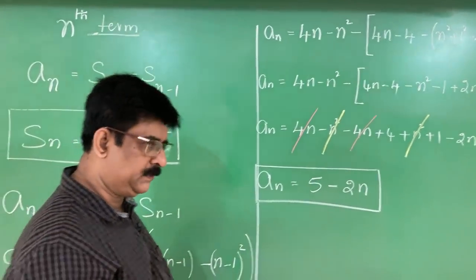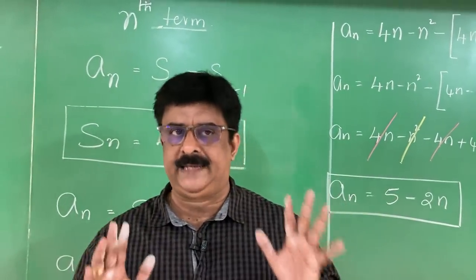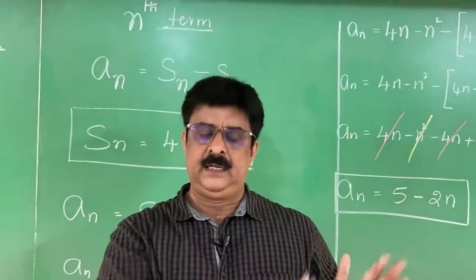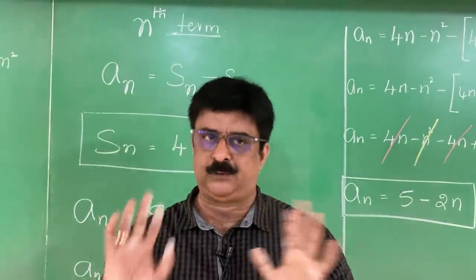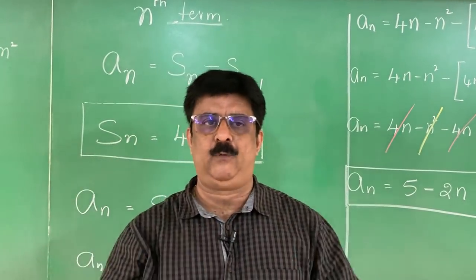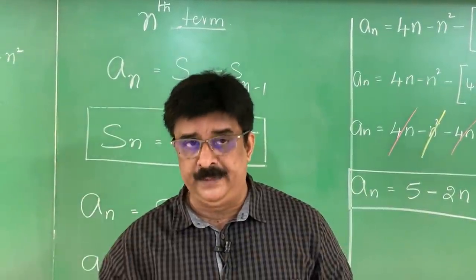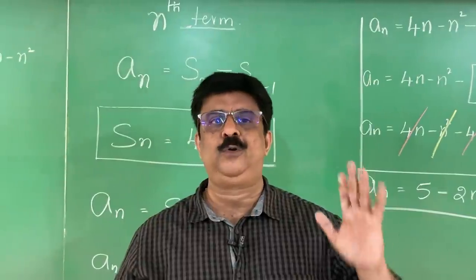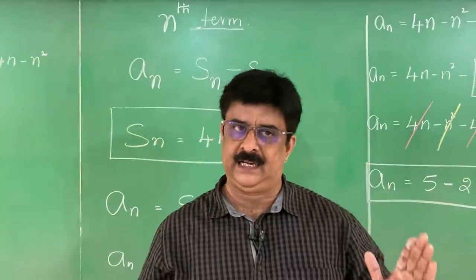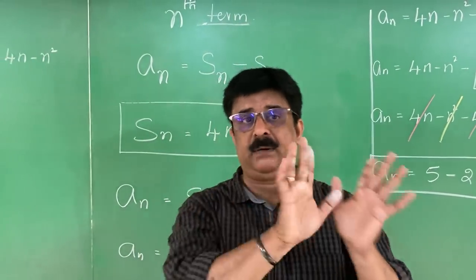See children, this is a very small, simple problem, but a logical problem. What does this problem tell? What is the relationship between sum and the terms? Sum of one term means S1. Sum of one term is nothing but A1. Therefore, S1 and A1 are the same. No difference. But S2 means what? S2 means A1 plus A2 is equal to S2. S3 is equal to A1 plus A2 plus A3. Like that you should be able to understand. But be careful. S1 is nothing but A1.